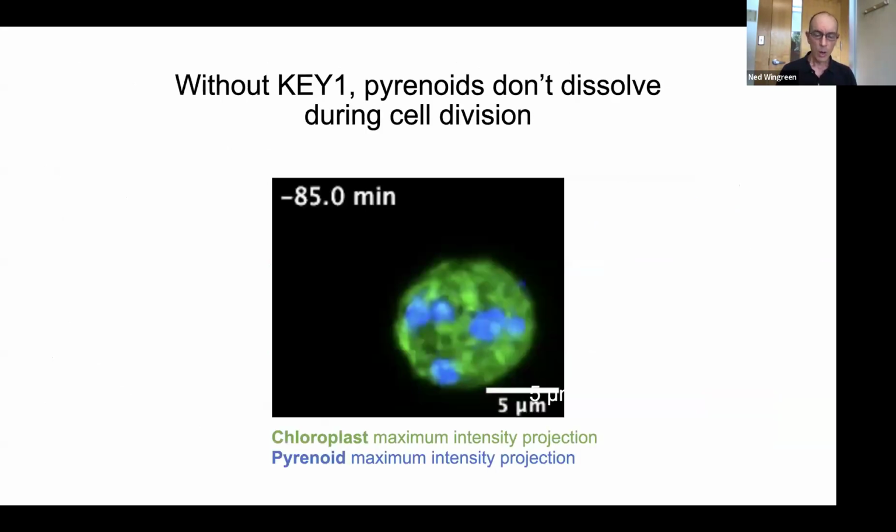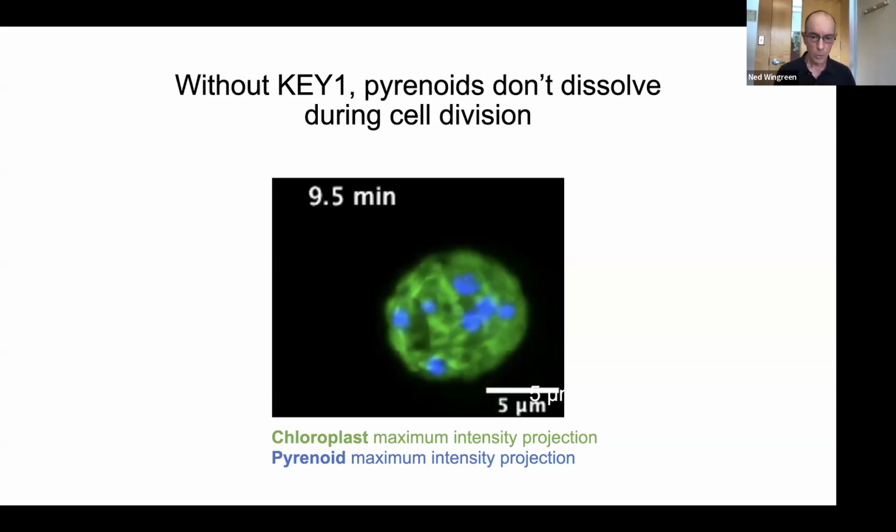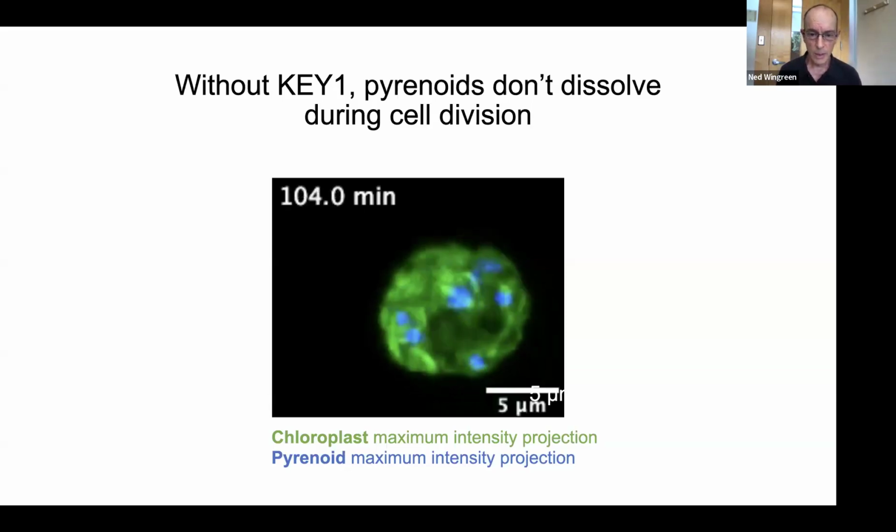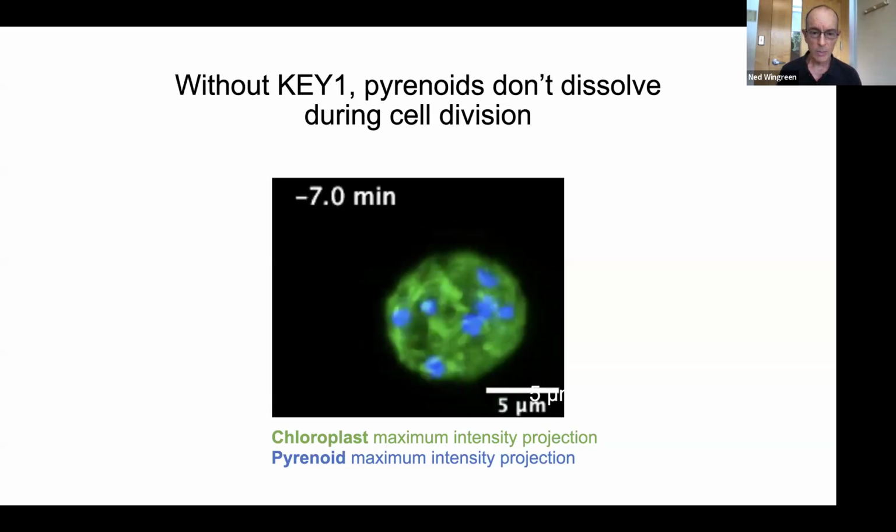And so with KI1, that's what dissolves the pyrenoid. EPYC1 gets phosphorylated. Without KI1, the pyrenoids don't dissolve during cell division. So that's a pretty big clue to what KI1 might be doing. Here, the cells are actually going to go through cell division, but instead of the pyrenoid dissolving, all those pyrenoids are actually maintained through cell division. So the dissolution doesn't happen.